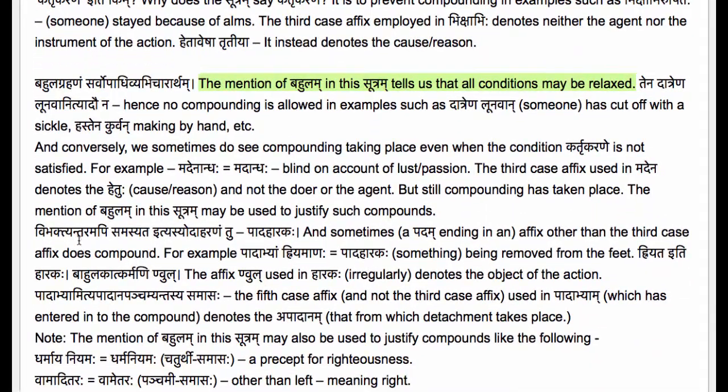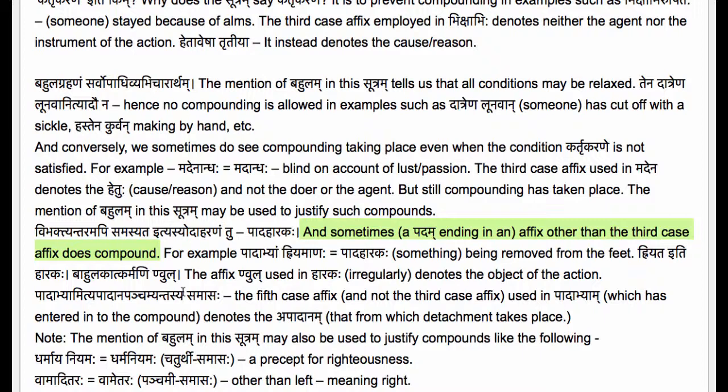And further the note said that Vibhaktyantaram api samasyata ityasya udaharanam tu padaharakaha, etc. So vibhakti antaram api samasyate, which means that sometimes a padam ending in an affix other than the third case affix does compound. So this bahulagrahanam, this mention of bahulam, is used to justify not only tritiya tatpurusha compounds, but also compounds which are formed using a padam ending in an affix other than a third case affix.